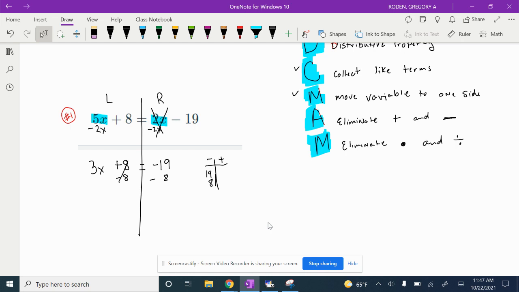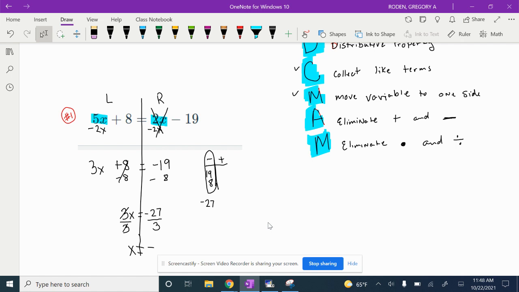You add and keep the sign on top. Well, what's 19 plus 8? I believe that is 27. And since the negative's on top, it's going to be negative 27. So I get 3x equals negative 27. And then what I'm going to do on both sides is divide by 3, because that's the last thing, we're going to eliminate multiplication and division. Well, what do I do after that? 3 cancels 3. We don't need to write it. A negative divided by a positive is a negative, so that's going to be a negative.